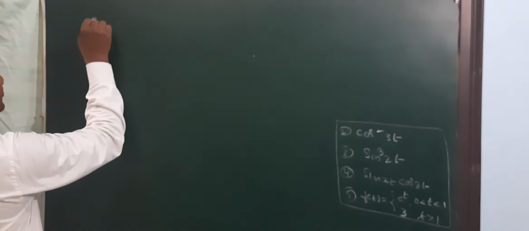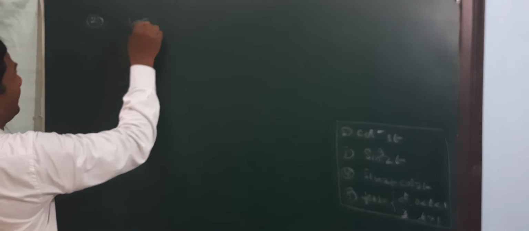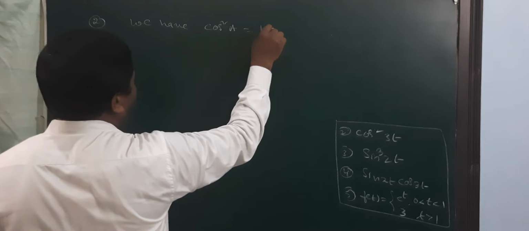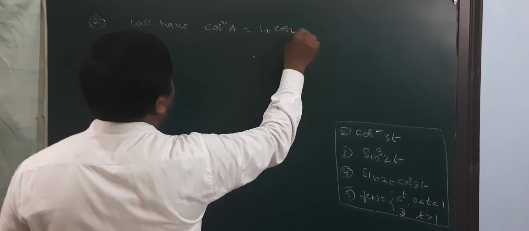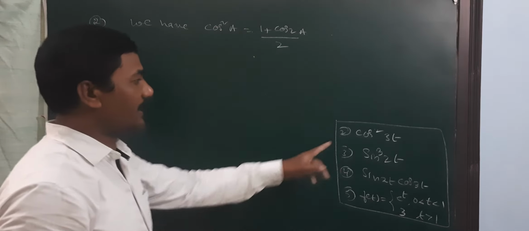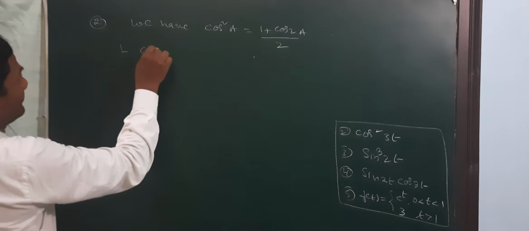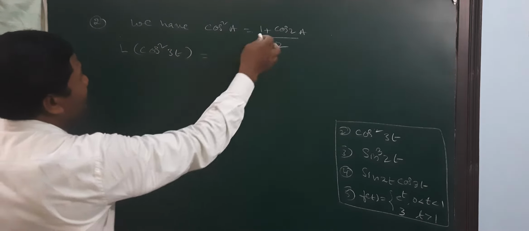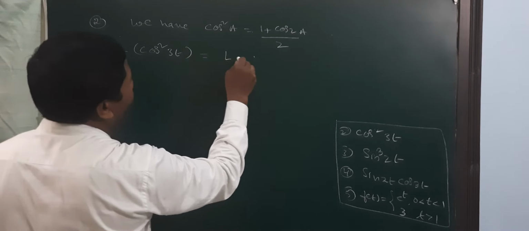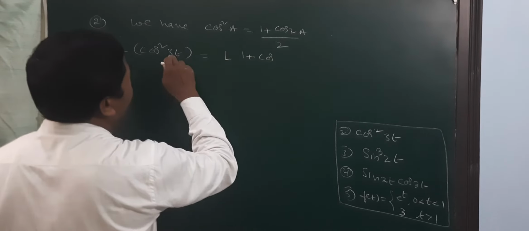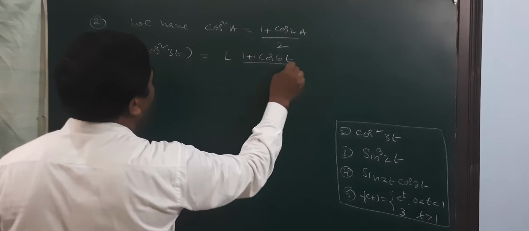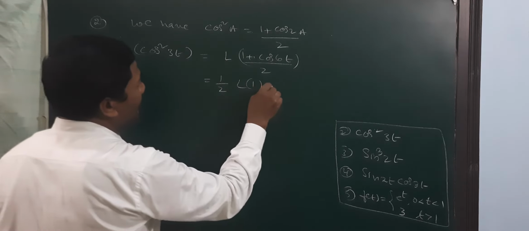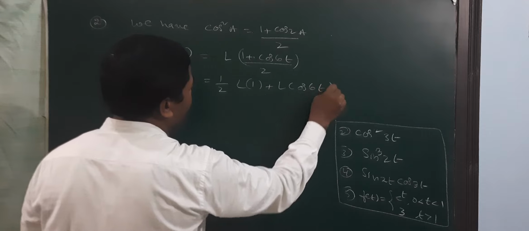Problem number 2. We have cos square a is equal to 1 plus cos 2a by 2. So we are using a trigonometric formula. L of cos square 3t equals, here a means 3t, so L of 1 plus cos 2 into 3t, that is 6t, by 2. The constant 1 by 2 we take out: 1 by 2 into L of 1 plus L of cos 6t.